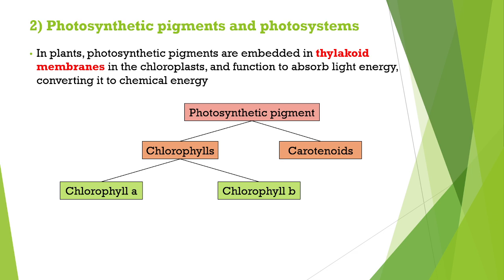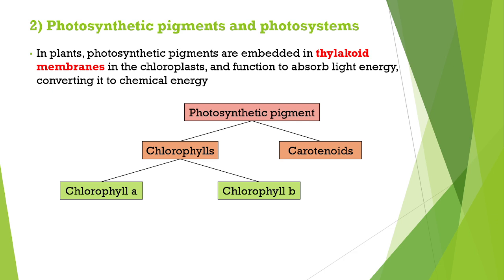There are actually many different types of carotenoids, but we are not going to list them and look at them individually. So we're just going to look at carotenoids as a whole. That's why no more separation of different types of carotenoids. All these photosynthetic pigments are found in the chloroplast, embedded at the thylakoid membranes. You see the red color words? They are the answers to the blanks we have in the notes.